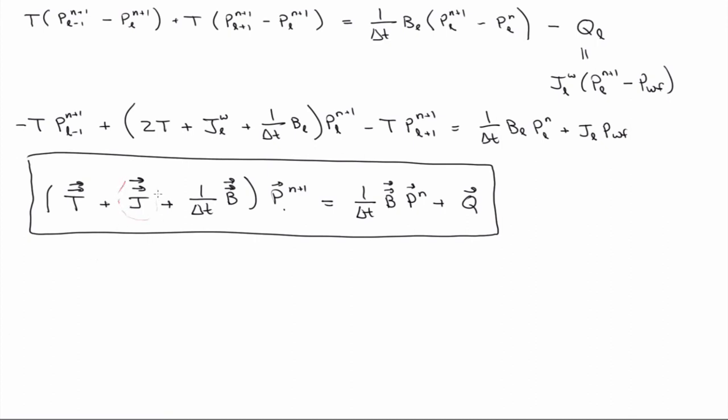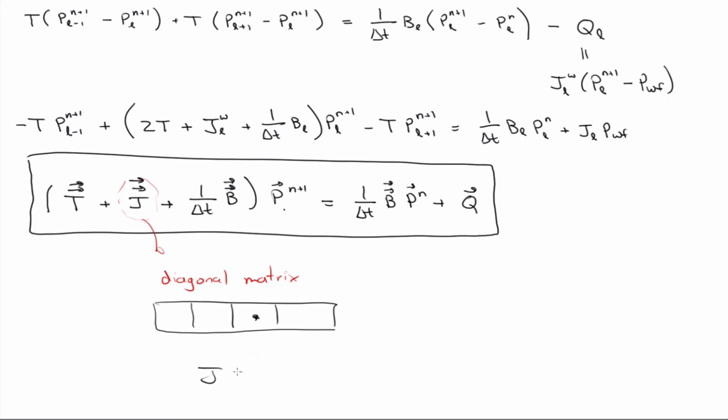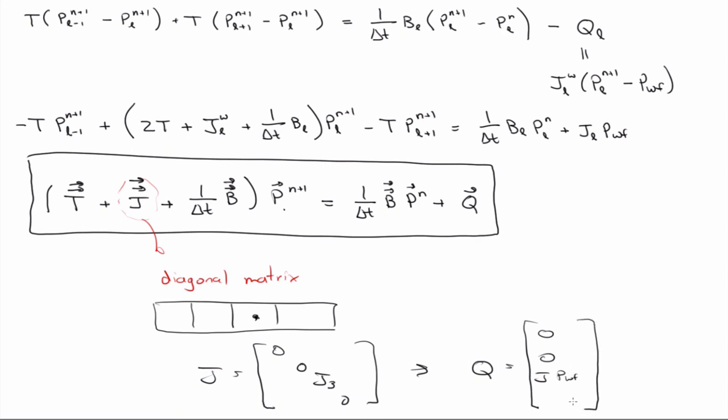So this guy is another diagonal matrix, just like B. So if we had, say, a four grid block system, and there was a well in the third entry, then J would just be something like that. And then likewise, Q would be that.